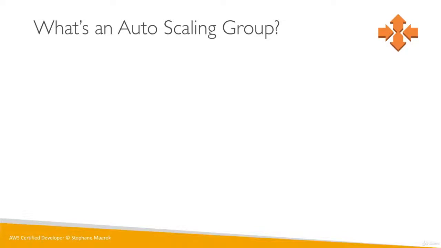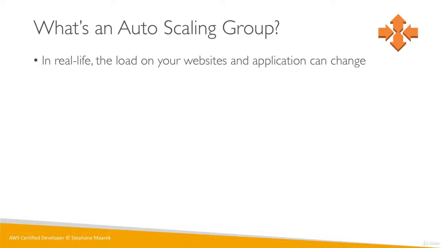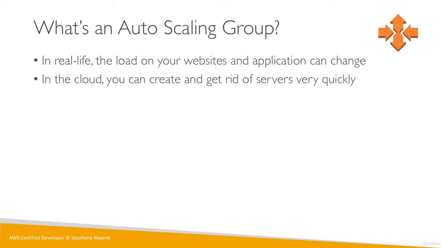Now we're getting into the concept of auto-scaling groups. So in real life, basically your websites and applications will change and they will have different loads. So the more users, the more popular you're going to be and the more load you're going to have. So in the cloud, as we see, we can create and get rid of servers very quickly.